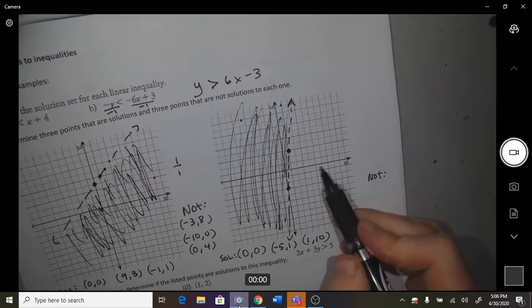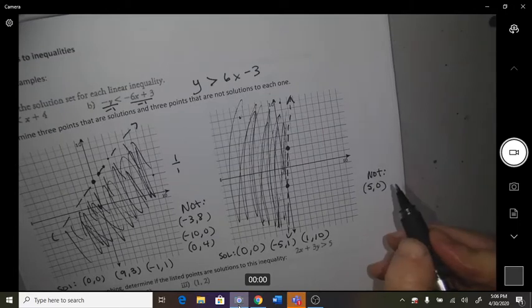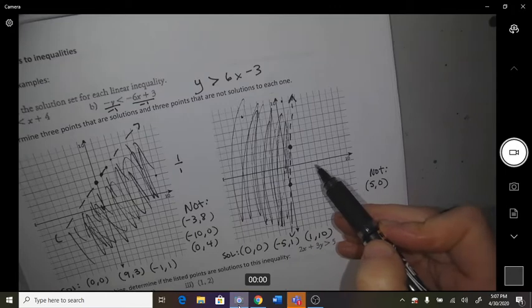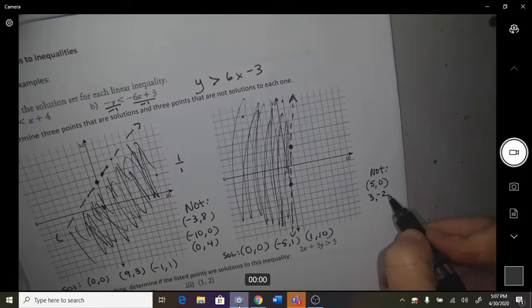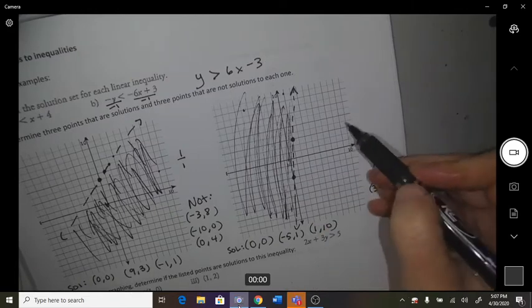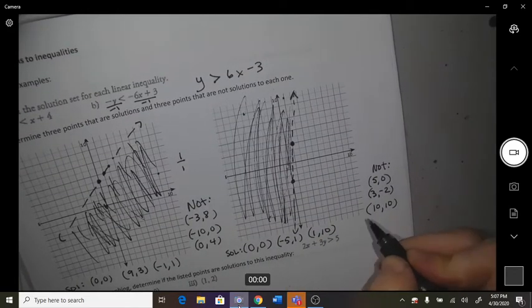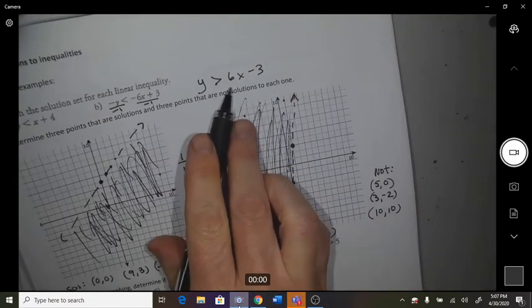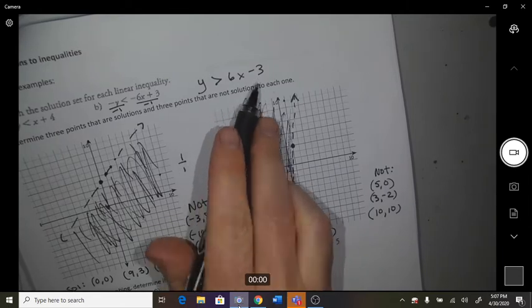Not a solution. You could pick 5, 0 wouldn't be in the zone. Let's go 3, -2. Wouldn't work. 10, 10 over here, that wouldn't work. Okay, also mathematically they don't work. 10 is not greater than 6 minus 3.